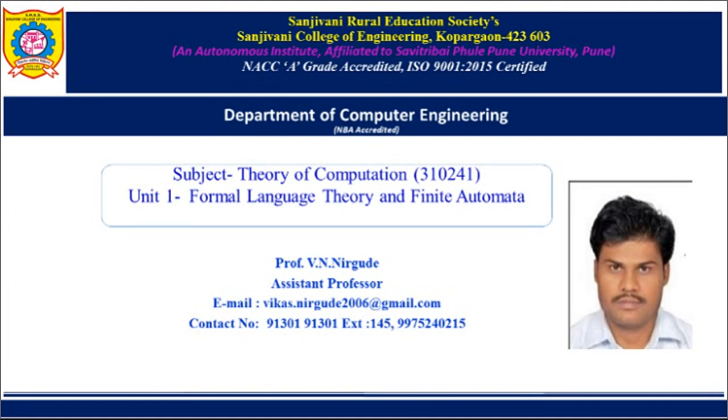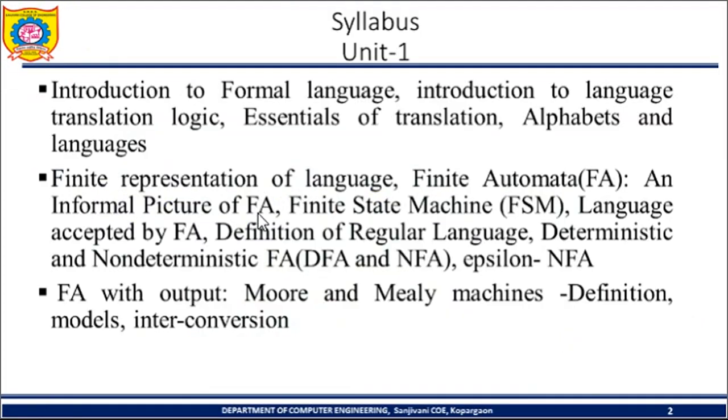So, today we are going to discuss unit number 1, formal language theory and finite automata. In the previous video lecture, we discussed the definition of language, string, alphabet, symbols, Kleene closure and positive closure. Along with these, we discussed language translation logic, essentials of translation, and the definition of finite automata.